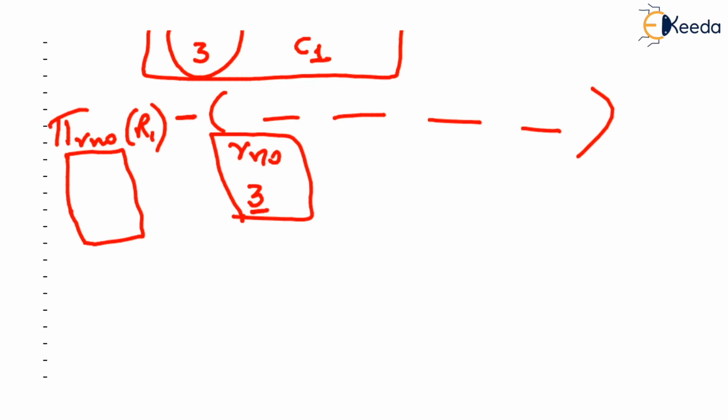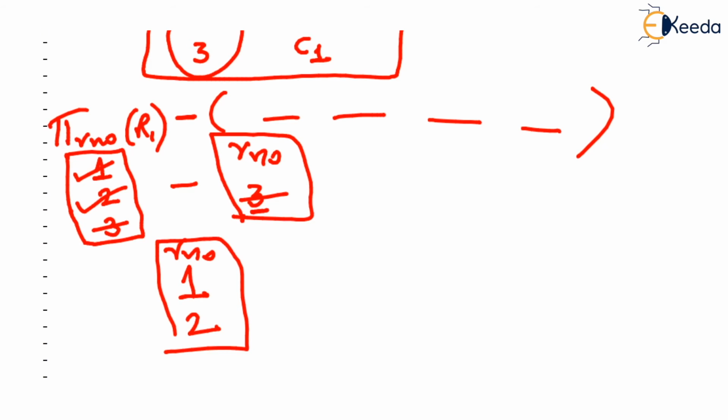You subtract it. Then 1 is present in left hand side but not there in right hand side. So 1 is selected. 2 is present in left hand side but not on right hand side. So 2 is selected, but 3 is not selected. And these are the roll numbers who has taken all the courses. Genuinely 1 and 2 is our result.